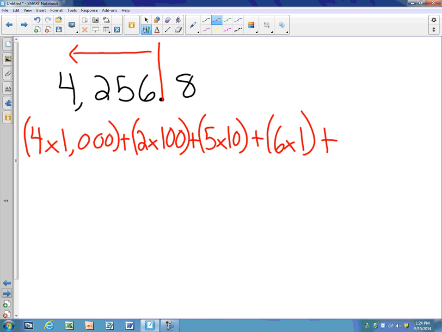And now we're going to look at the right side of the decimal. And we have the 8, which is in the tenths place. As we said before, we could also do it as 8 times 1/10.